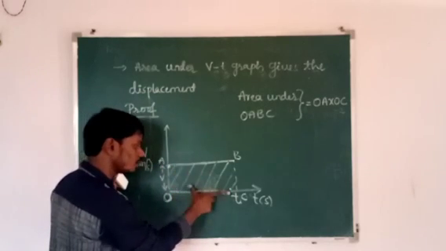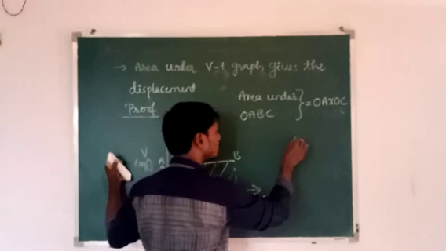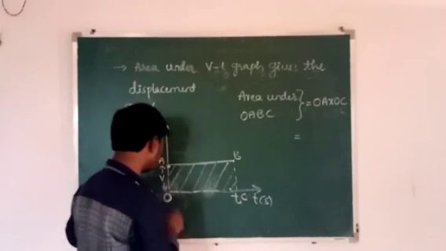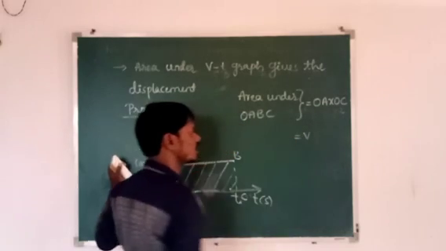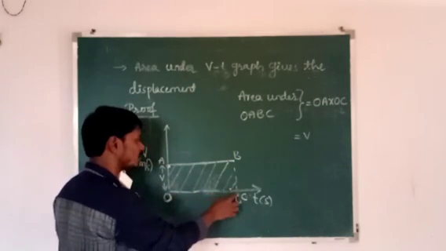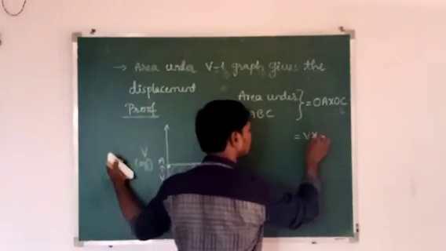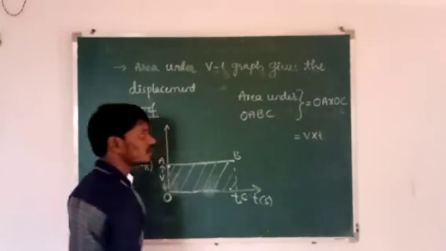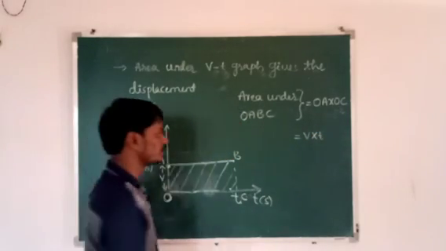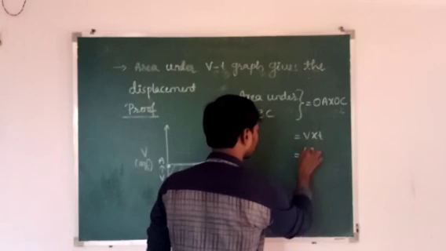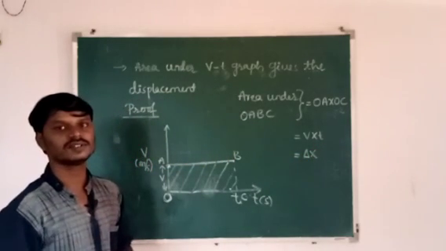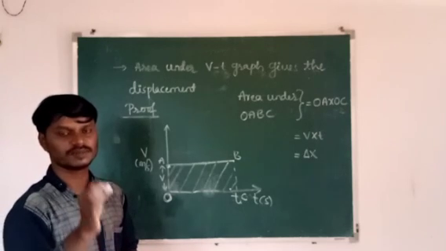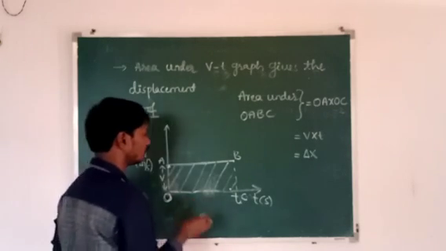How to find the area of the rectangle? OA into OC. What about OA? OA is nothing but V. Then what is OC? OC is nothing but time, so V into T. Velocity into time is nothing but displacement. Already we know that. What is velocity? Displacement divided by time taken.